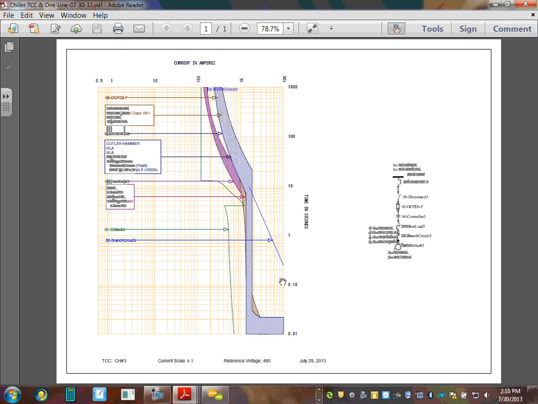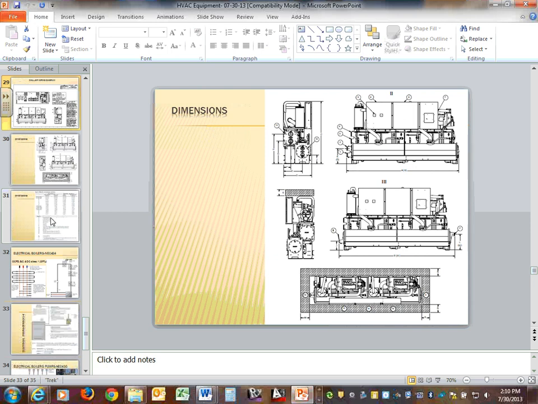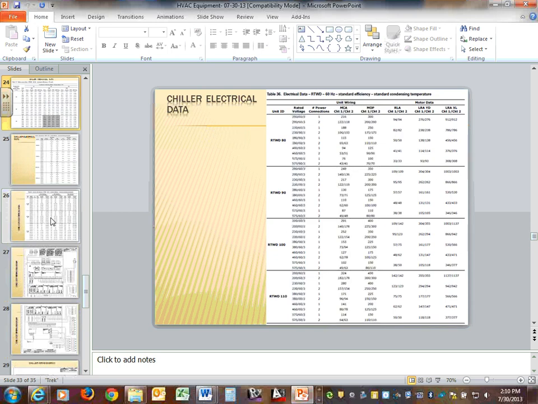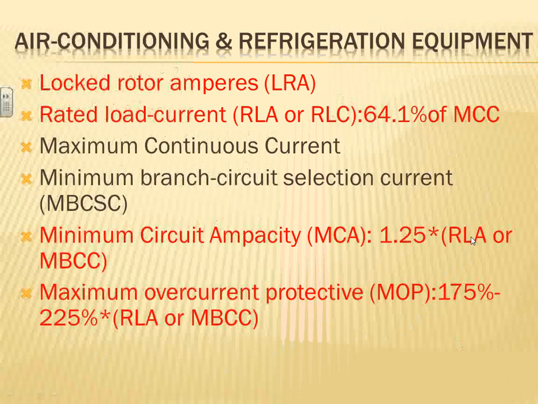Jed, before you do that, can you go back to the slide that had the air conditioning and refrigeration equipment with locked rotor amps and maximum continuous current? Okay, let me go back. There you go.